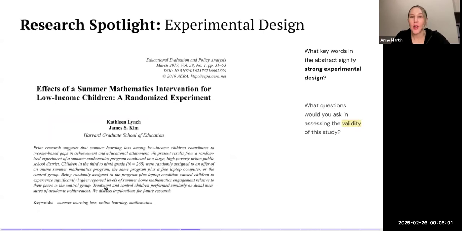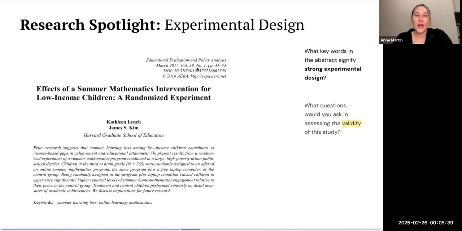So I have an example of a piece of research that uses experimental design for you to think about, just from the abstract. I have this here. As I am going over the abstract with you, I want you to think about what keywords in the abstract signify that it is strong experimental design, and then what questions would you ask in assessing the validity of this study? So of course, some of these are discussed in the methods of the article, but just as practice, as you're thinking about evaluating research, what questions would you be asking or wondering when you're assessing the quality?